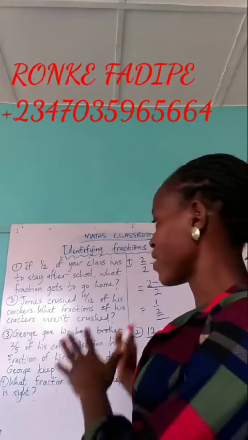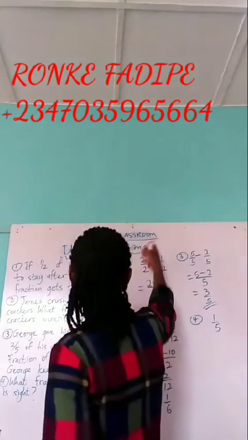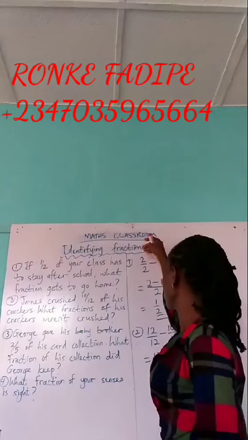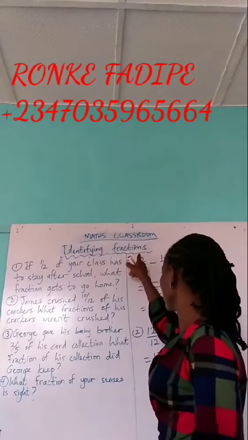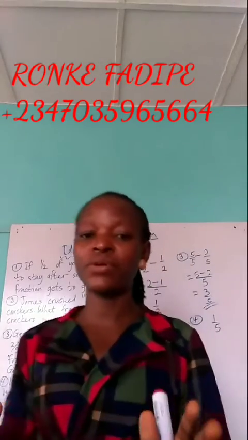Whenever you want to identify a fraction, you just look at the denominator. When you look at the denominator, you just write it like this. That means you use the denominator as both the numerator and the denominator, and you do it. You see that it is very simple.